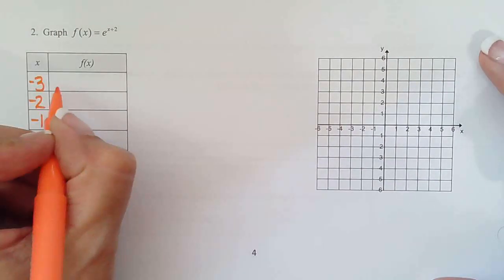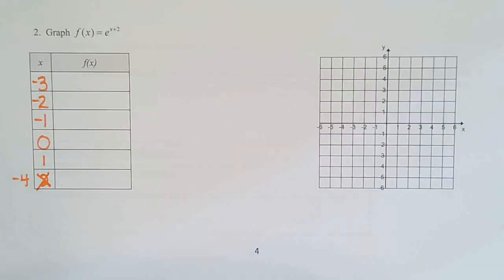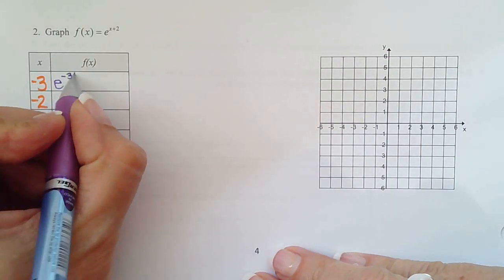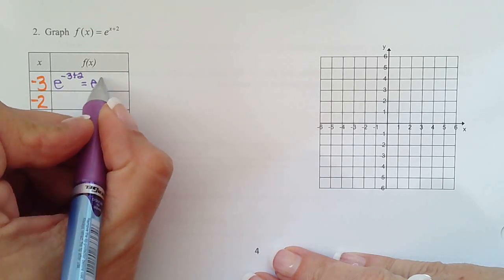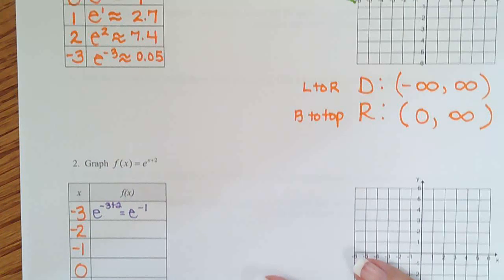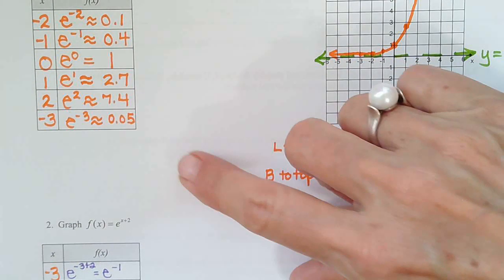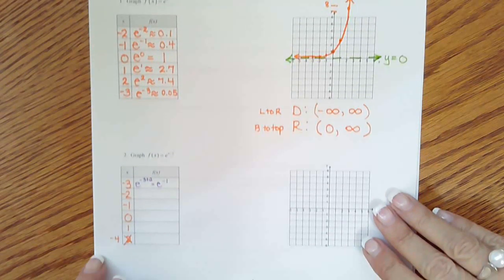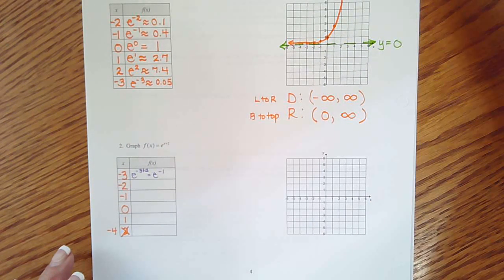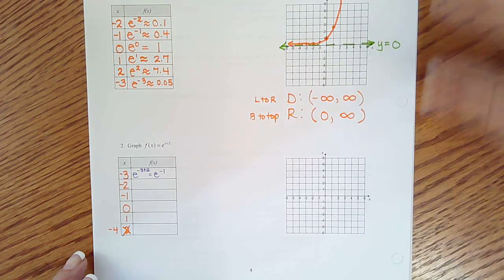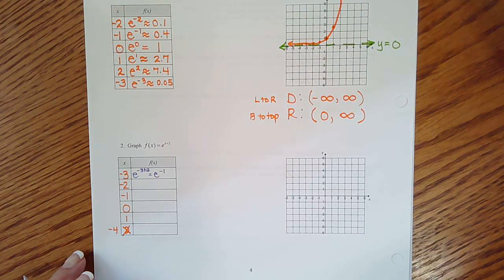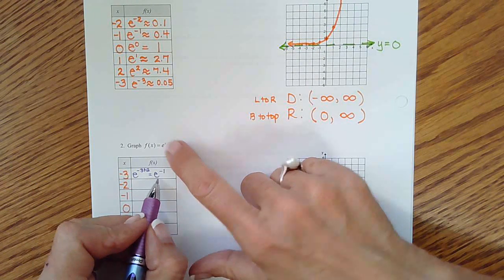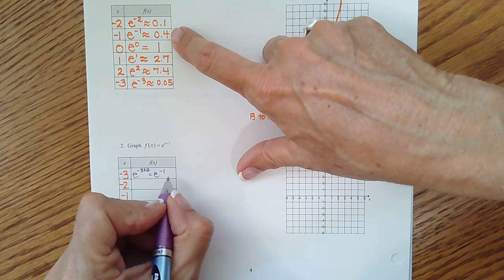So this is going to be e to the -3 plus 2, which is e to the -1. And we can look up above for that. e to the -1 is 0.4. So let's write 0.4 there. I'm going to make this smaller so that we don't have to keep going up or down. Okay. So put a -3 up there. -3 plus 2 is -1. e to the -1 we already found is 0.4.